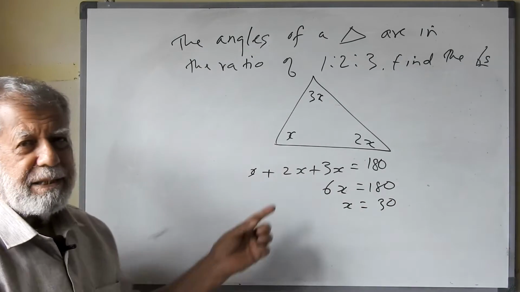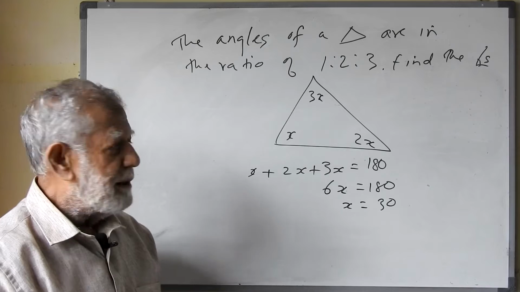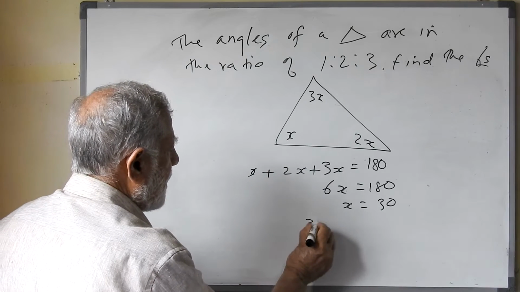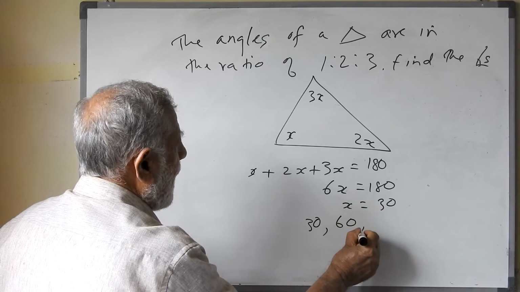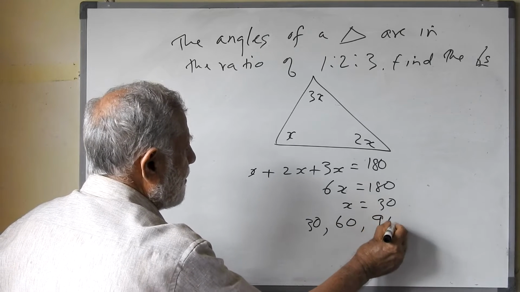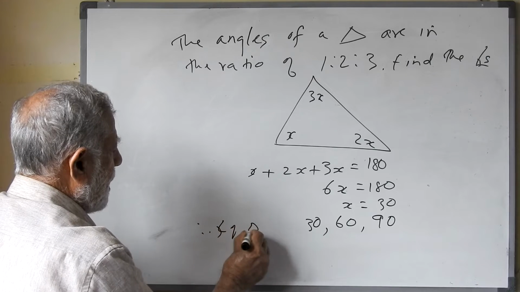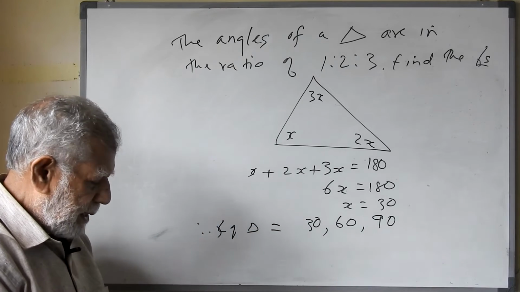So once we find out x, we can easily find out all the angles of the triangle. So the angles will come as 30 degrees, and 2x will be 60 degrees, and 3x will be 90 degrees. So therefore the angles of the triangle equal 30 degrees, 60 degrees and 90 degrees.